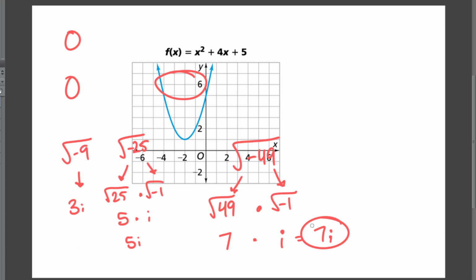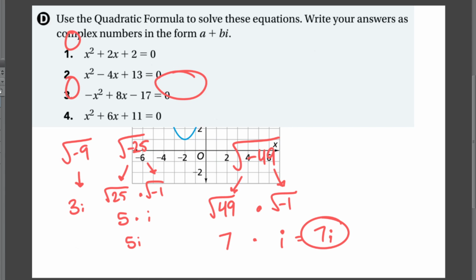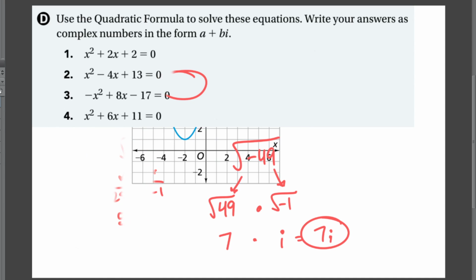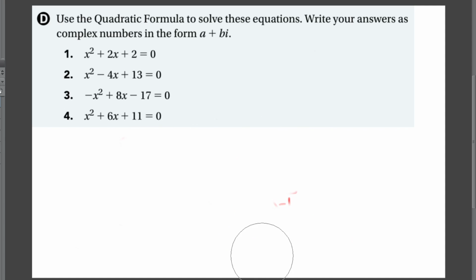All right, so that is that. Let's move on to problem D now. So that was all of A. The answer to A3 was 7i. Let's move on to question D now. Get rid of this graph. There we go. Once again, for this one, I'm just going to be doing one of them, D1. Cool?